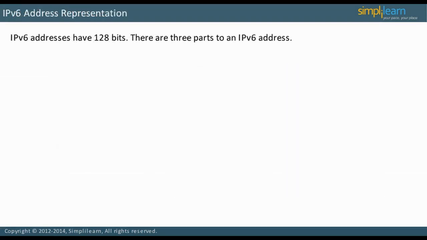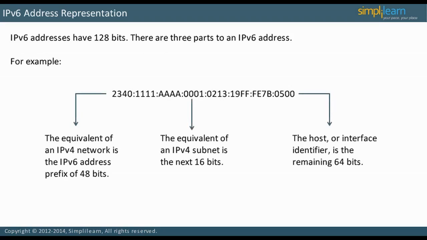IPv6 addresses have 128 bits. They are written as 8 groups of 4 hexadecimal digits separated by a colon. These groups are called quartets. On the slide, view the 8 quartets in the address. There are 3 parts to an IPv6 address. The first 3 quartets represent the equivalent of an IPv4 network. This is the IPv6 address prefix of 48 bits.